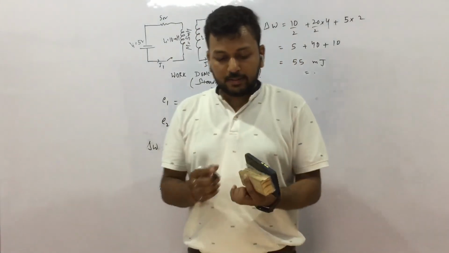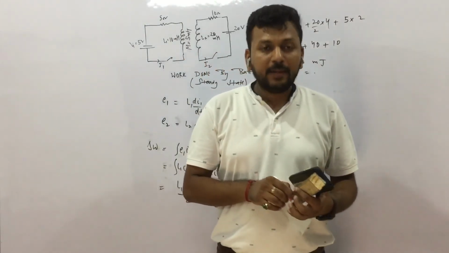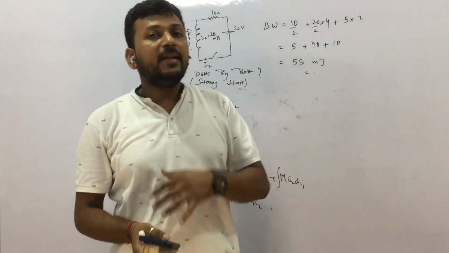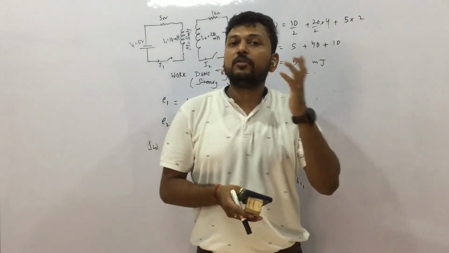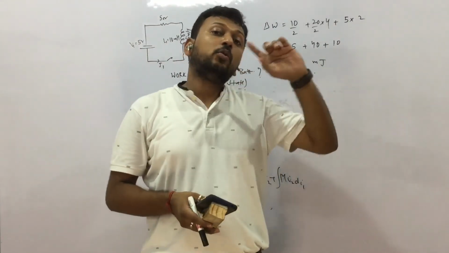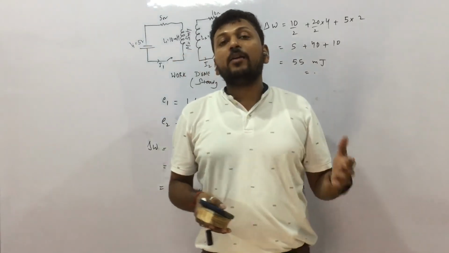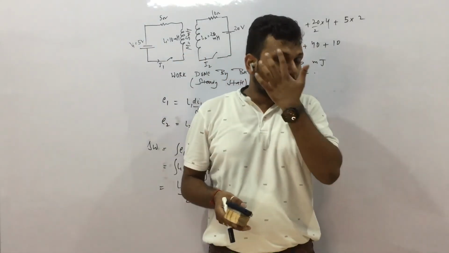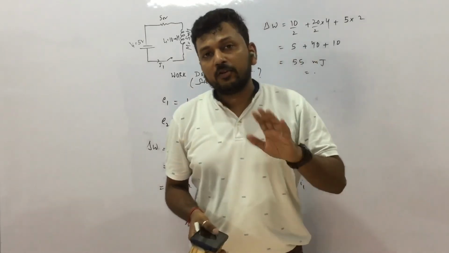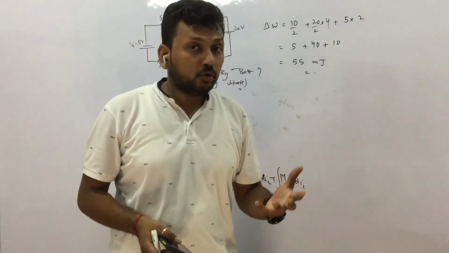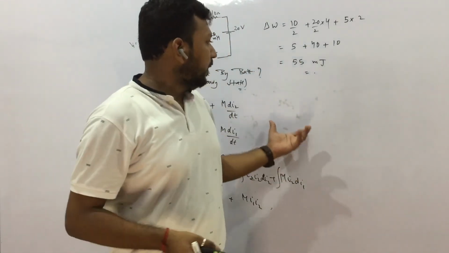I hope the question is clear. The EMF due to self-induction is L dI by dt, and due to mutual induction it is M dI by dt. But depending on the current, you have to add or subtract. It depends on the direction of the magnetic field. If both are in the same direction, the EMF has to oppose both. So this is the funda, and this is the answer.